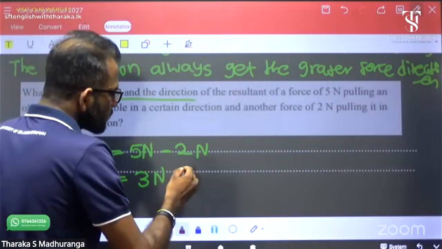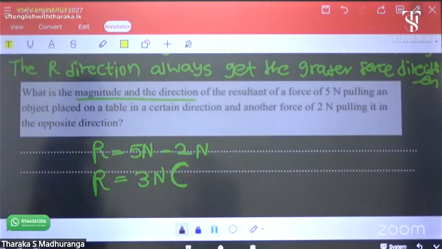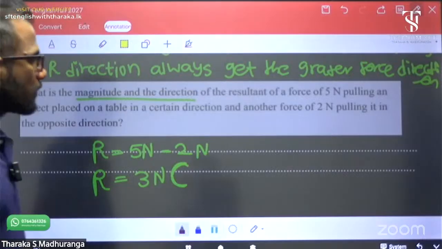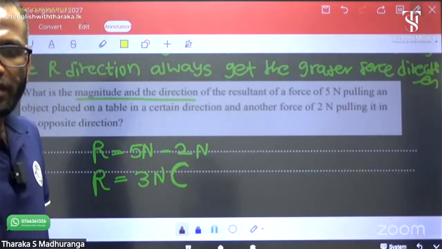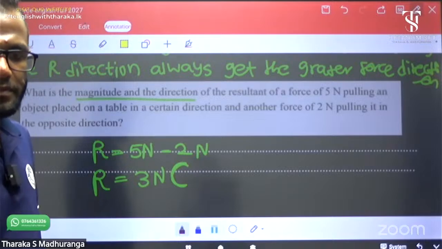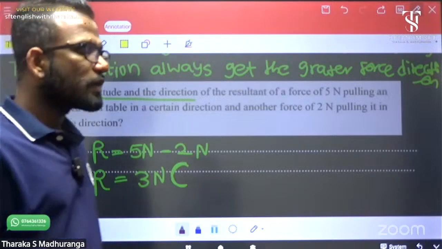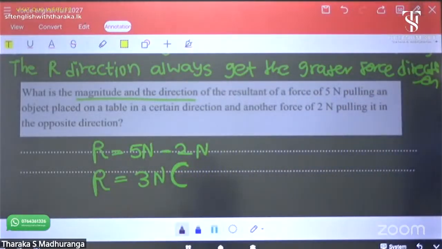Then how to explain the direction of the resultant force? The direction, okay, any idea? How can we explain? Fatima? How can we explain the direction of the resultant force? The magnitude is 3 Newton because of the gap, the difference.